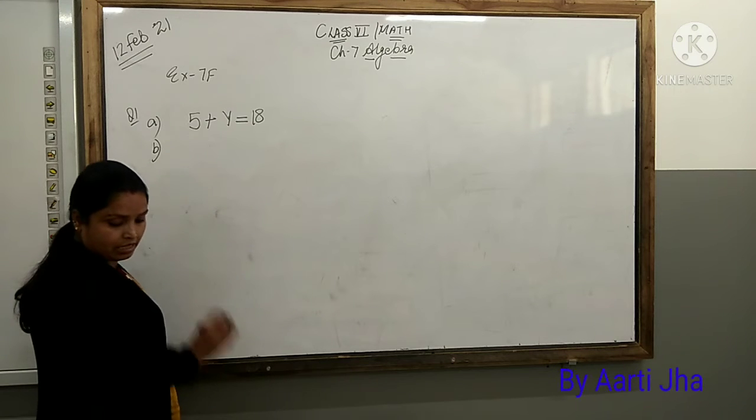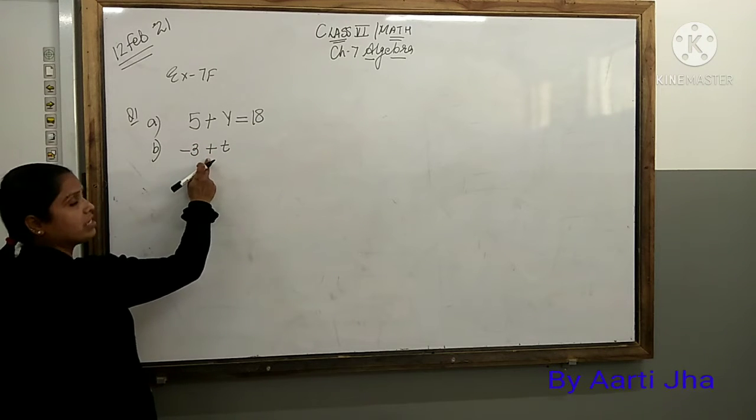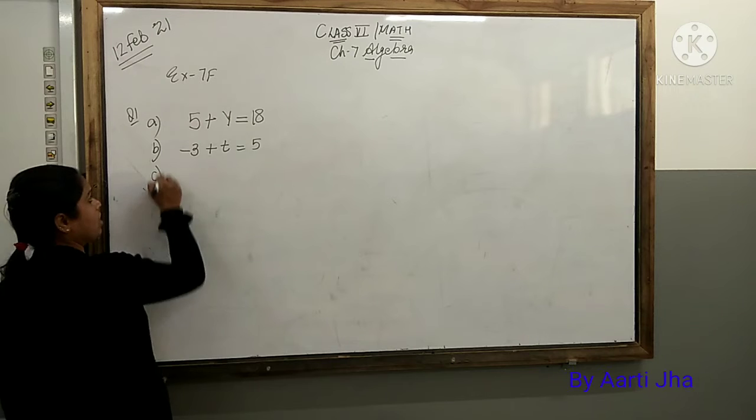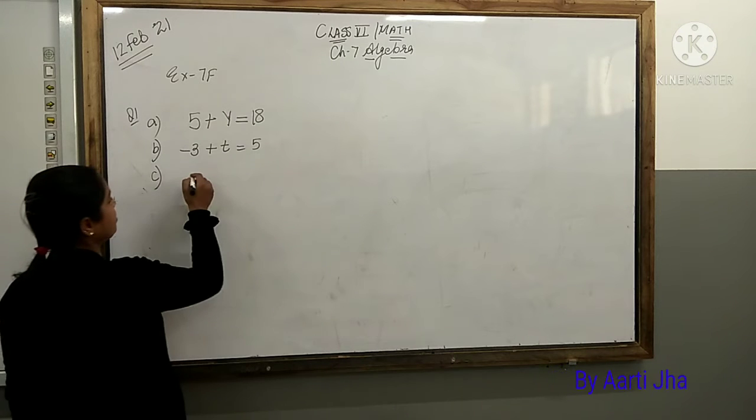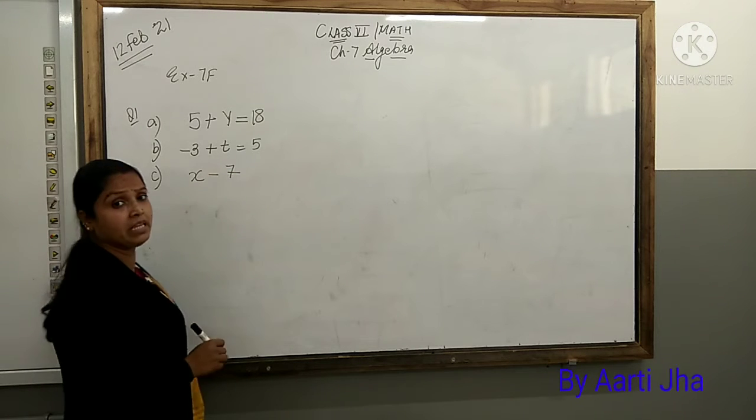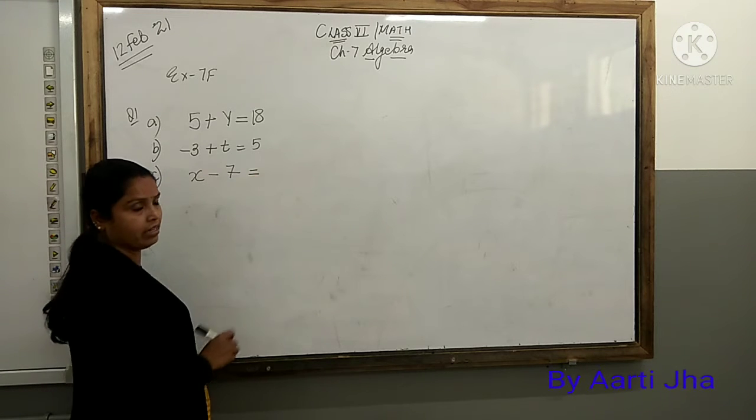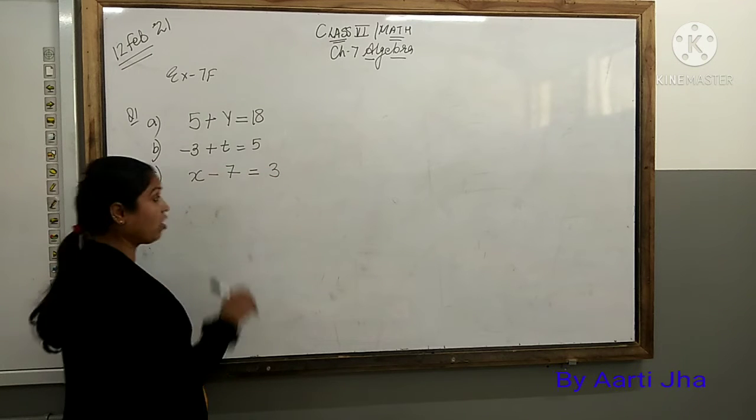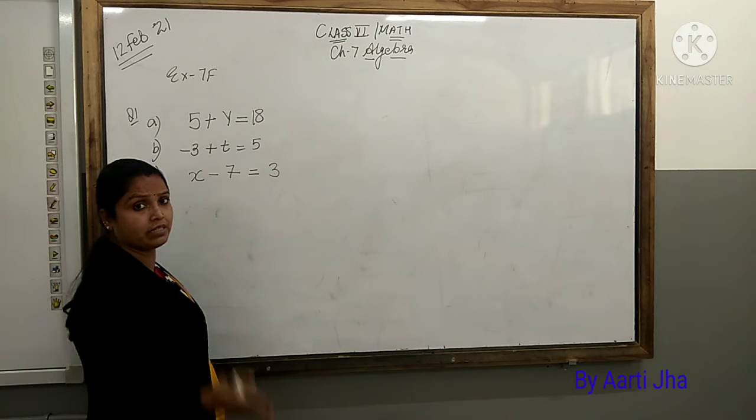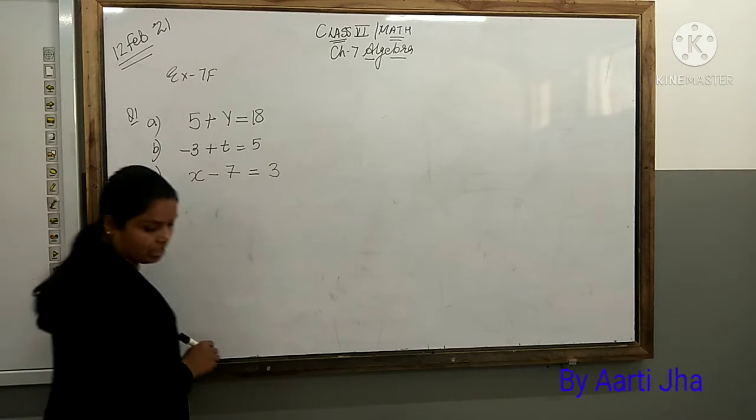Then the B part is the sum of minus 3 and t. t minus 3. What sum? Is 5. Now the C part. The difference of x and 7. What is the difference? Minus. Difference means minus. x minus 7 is what? Is means equal sign. Is 3. Now solve for x. Bring this minus 7 to this side. It becomes plus 7. 3 plus 7 is what? 10. So what is the value of the variable here? 10.